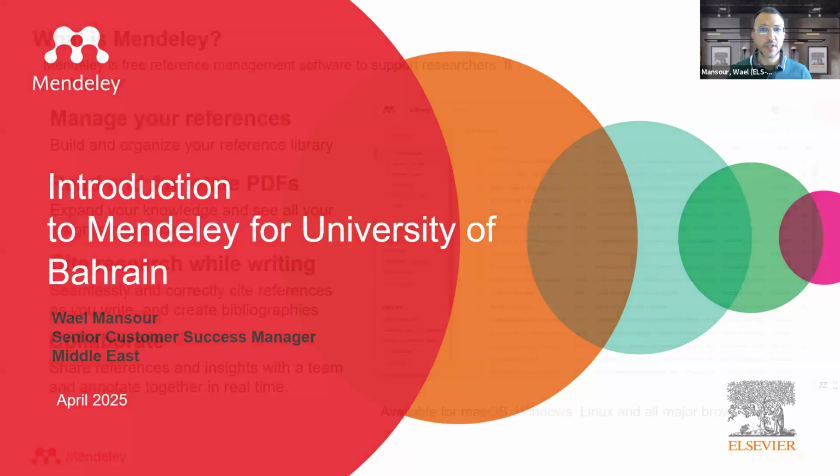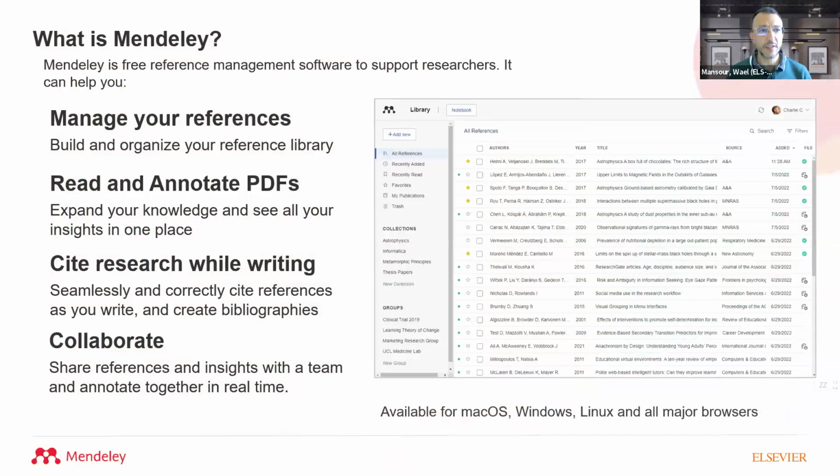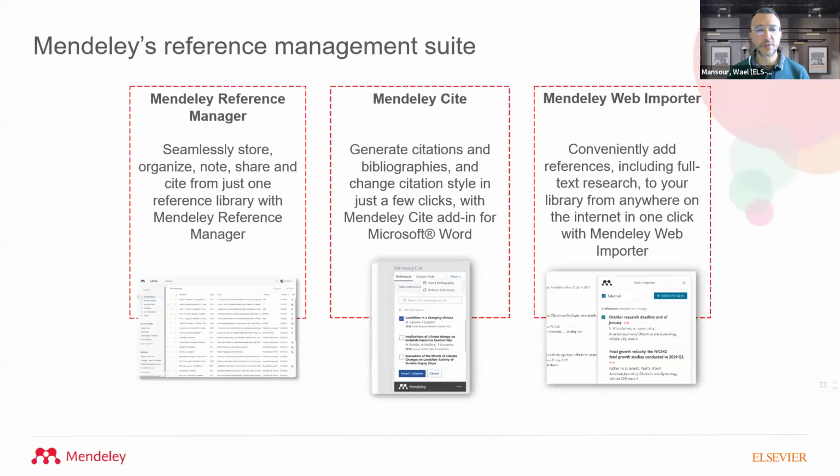Thank you very much. So first of all, what is Mendeley? For the people who don't know Mendeley, Mendeley is a reference manager from Elsevier. It's a free software which you can download. It has many features. So it can manage your references. You can read and annotate the PDFs, the full text of the articles. You can cite research while writing, and you can collaborate as well using Mendeley. So different features, and it has also different components.